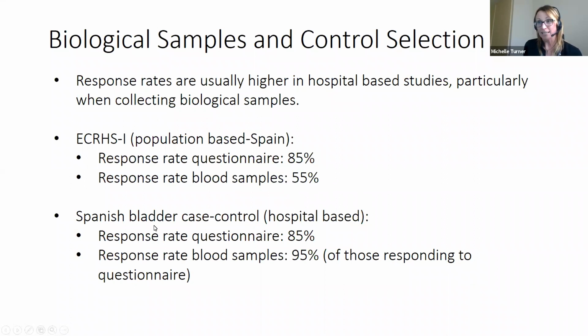In contrast, this is another study that was done in Spain using a hospital-based design. Again, they had about an 85% response rate to the study questionnaire. And then when asking these people if they'd be willing to give a blood sample, almost all of them said yes. So this is an important thing to consider if blood samples or biological samples are important for your research question.